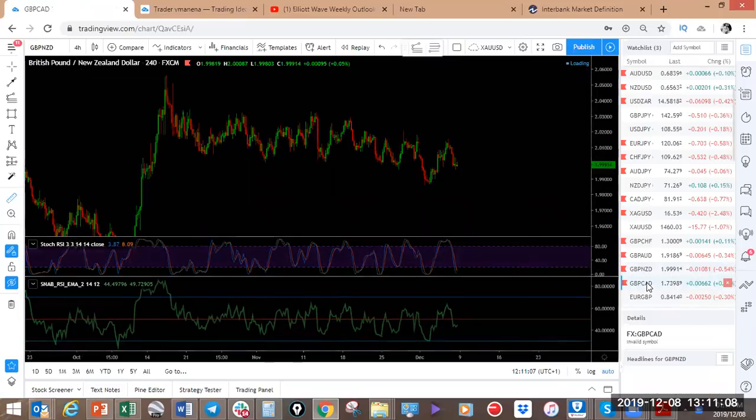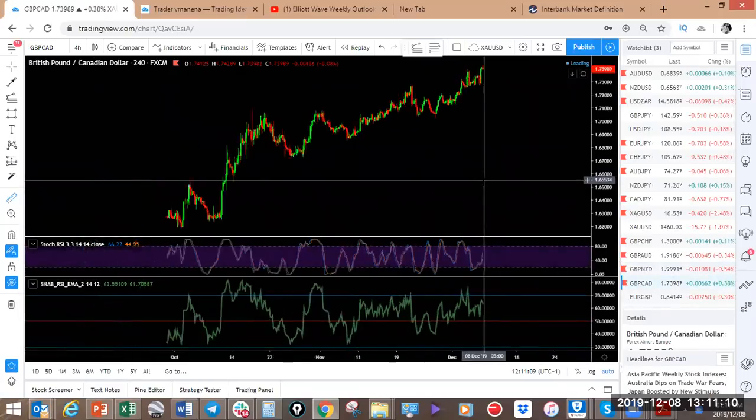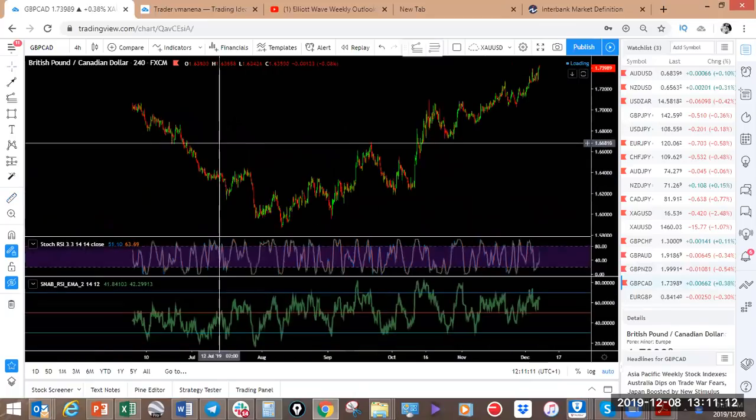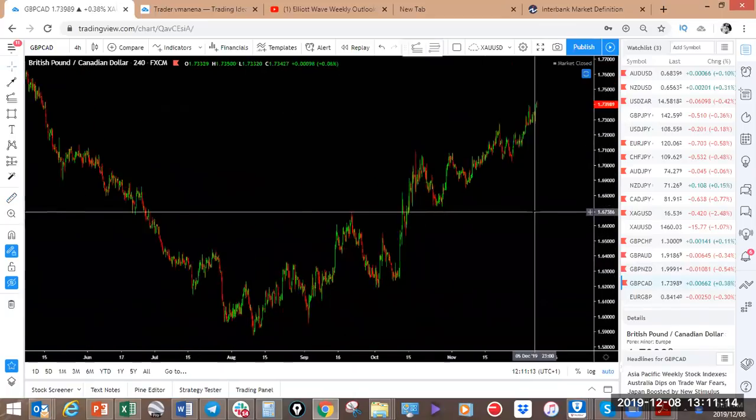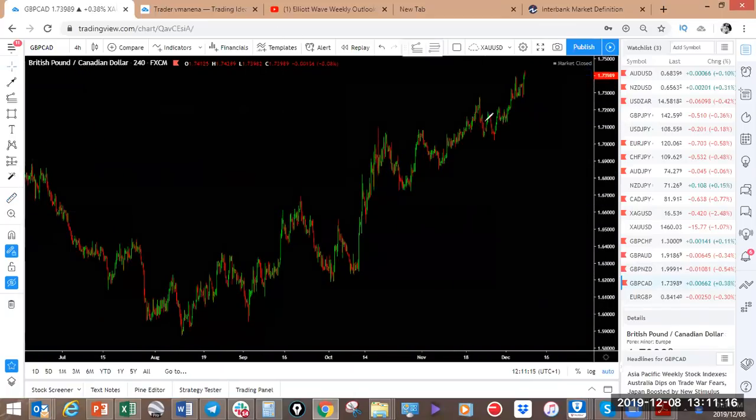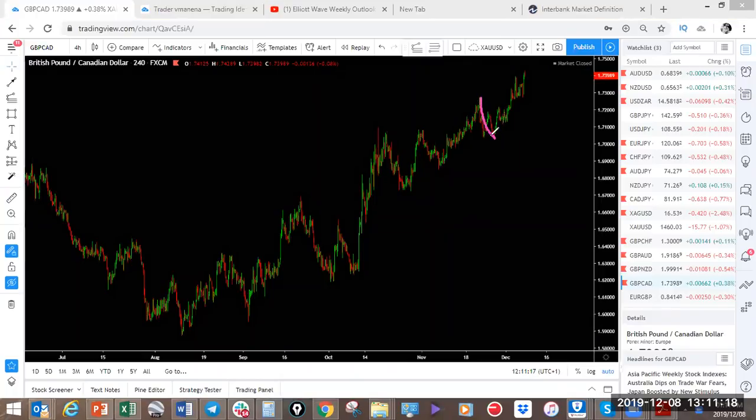Let's run pound CAD. Pound CAD just pushing higher there. There's no new trade on pound CAD. We wanted this move here, that did not happen, so I'm still out of pound CAD. So it made a 3-way move here. I thought it was gonna push here.